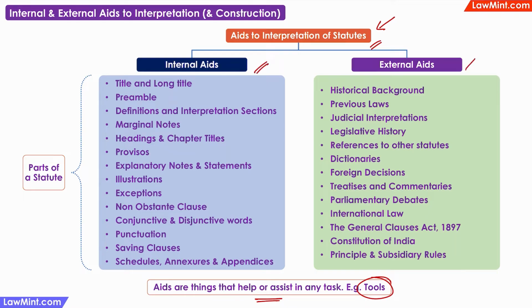Aids can be internal or external. All those things that can be found inside the statute itself are internal aids. We can also refer to these as parts of the statute. Everything else that can be used to interpret a statute but is not available inside the statute itself is an external aid. So everything inside a statute is an internal aid and anything outside is an external aid to interpretation.